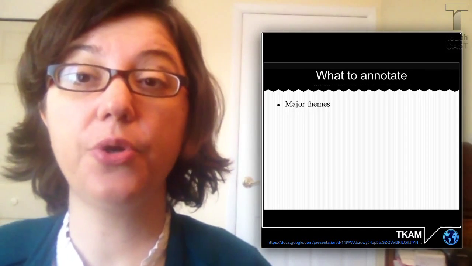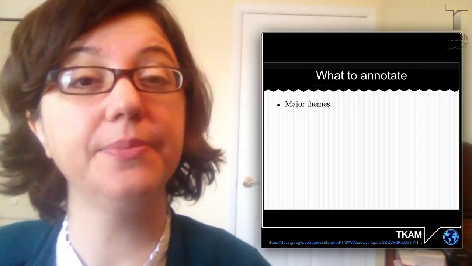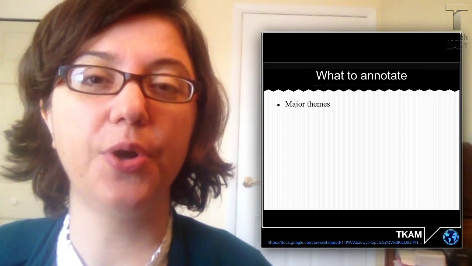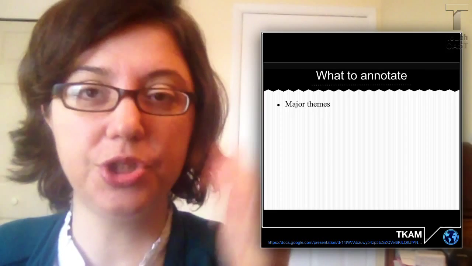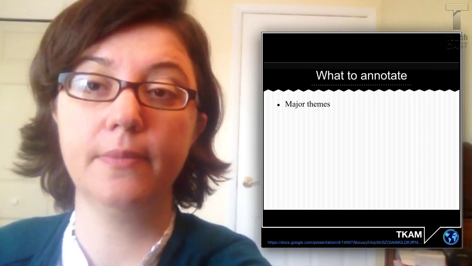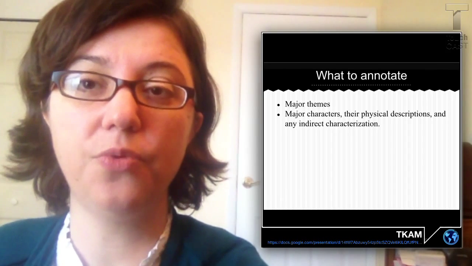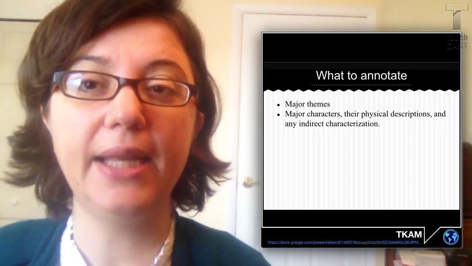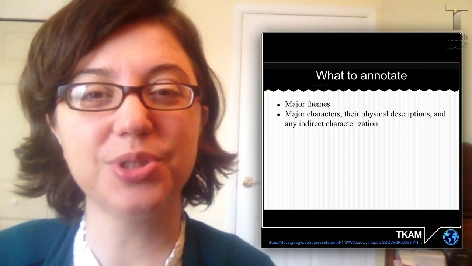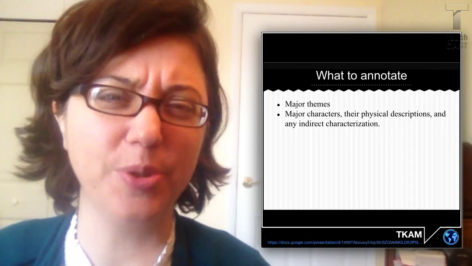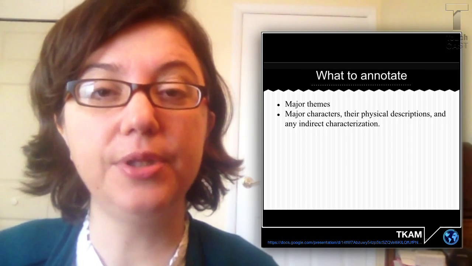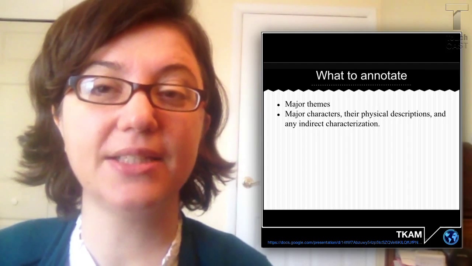Now, the first thing you're going to want to annotate are the major themes in Mockingbird. Typically, I would let you discover those themes on your own, but in our next video, I'm going to share with you the themes that I think are important and that I expect to see. The next thing you're going to want to annotate is any major characters, their physical descriptions, and any indirect characterization, which physical description kind of falls within. If you're not sure what indirect characterization is, I will link another video that explains that topic.